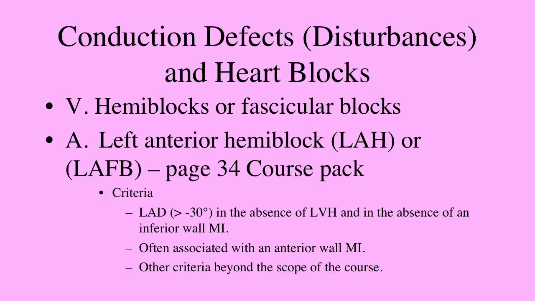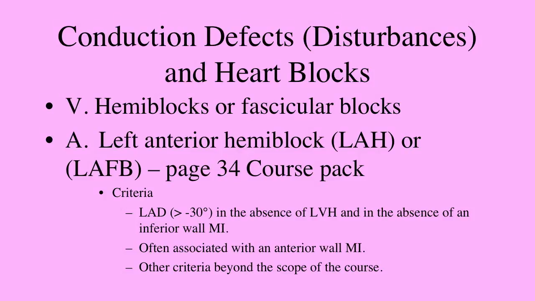There is no LVH, and there is no inferior wall infarct. So this is axis deviation in the absence of those other causative factors of axis deviation, and it's left axis deviation more than -30, and that means more negative than -30, so in this case -60, and therefore I would call this left anterior hemiblock. This is often associated with an anterior wall MI because the anterior wall MI can damage that particular fascicle, because that's where it's located.